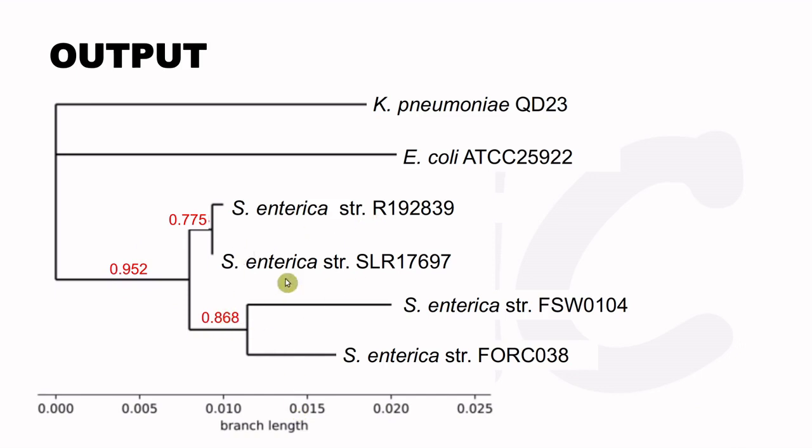Okay, so among the Salmonella enterica, you also have these differences here. This indicates a low value. So that means the differences between this group and this group is not much, which is to be expected because they are all Salmonella enterica strains.